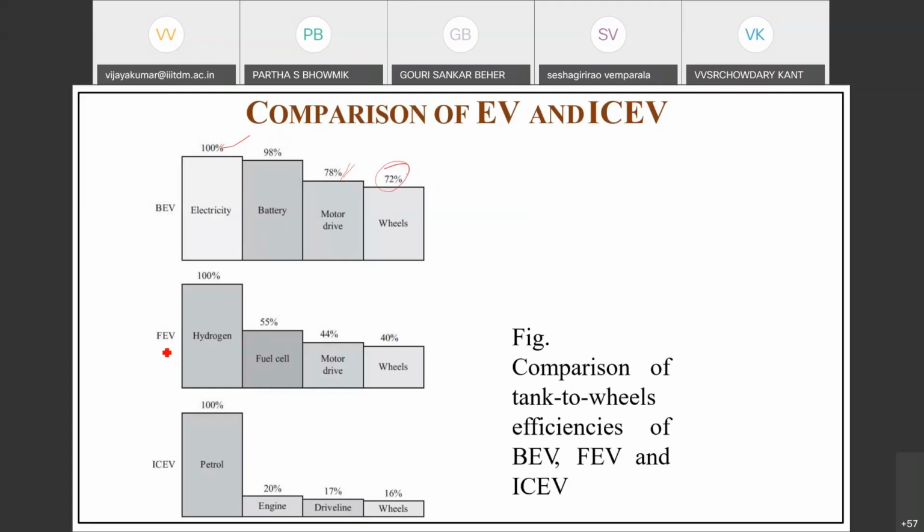At the same time, if you look at fuel cell electric vehicles, you give the hydrogen to the fuel cell, and the fuel cell efficiency is 55%, right? From the 55% you generate the power and give it to the motor electrical drive. Then from the electrical drive, 44%. On the wheel you'll get 40% of the energy. Now we can look at IC engines. 100% petrol you are putting in, and the output from the engine is only 20%, right? Because of the thermodynamic efficiency. Then there is a 3% loss in the drive line, and you'll get 16% on the wheels, right? So this is the efficiency comparison of electric vehicles and IC engines.